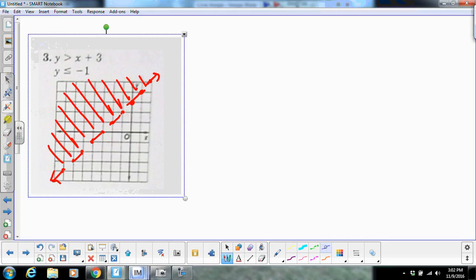Okay, the second line is going to be a horizontal line at y is less than or equal to -1. So I'm going to go down to -1, and then I'm going to make a solid line here. Okay, and less than means below. So again, you will see my overlap is this little triangle over here. Just make sure you shade that darker.